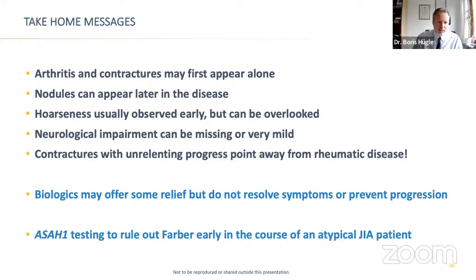A neurological impairment can be missing or very, very mild. But contractures that progress really are not usual for rheumatic disease. So it's useful to do ASAH1 testing in these patients. So next slide.